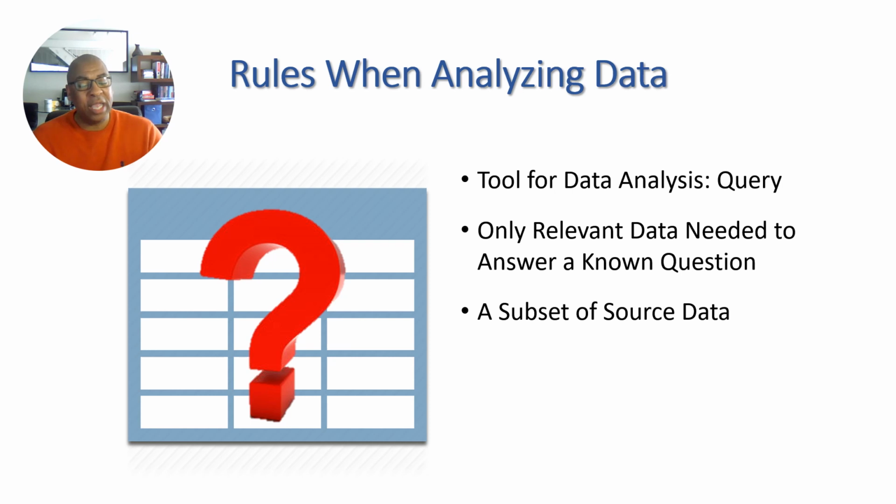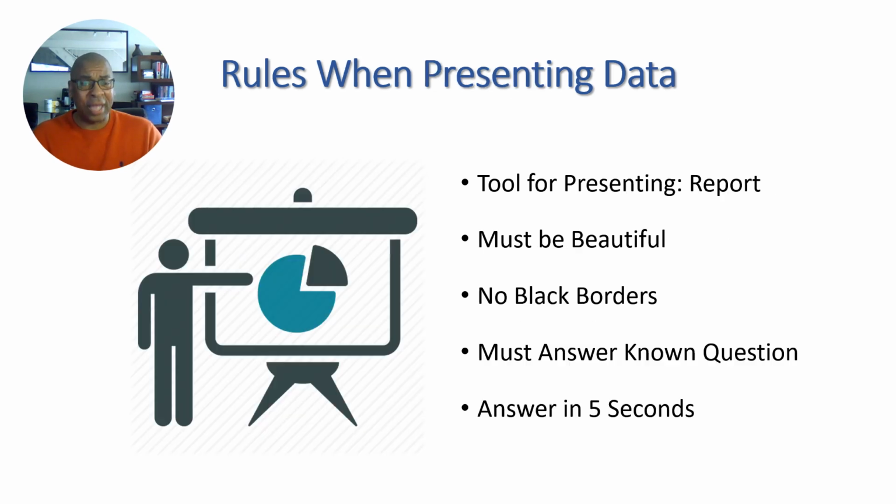Now, one key rule about the query is you should only pull in the data that is relevant to the question that you're trying to answer. So we don't pull in any other ingredients except the ingredients that go for the lasagna, all right? So those are the rules for analyzing, and then we get to the rules for presenting.